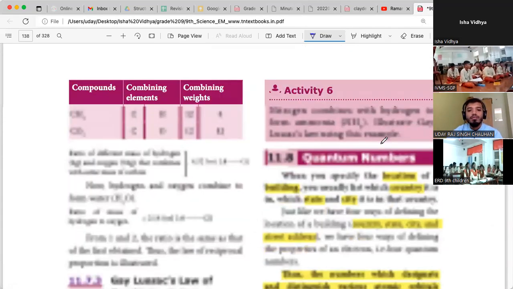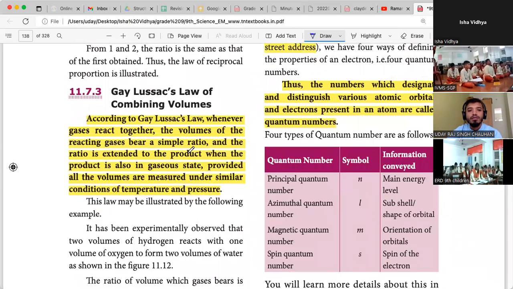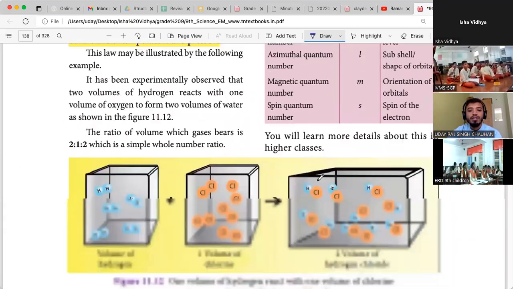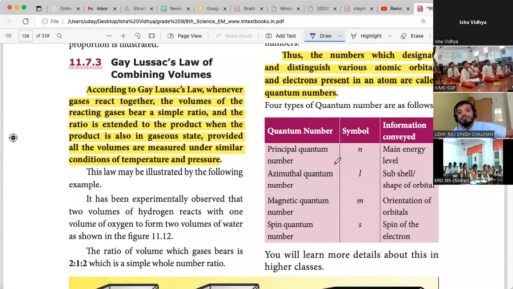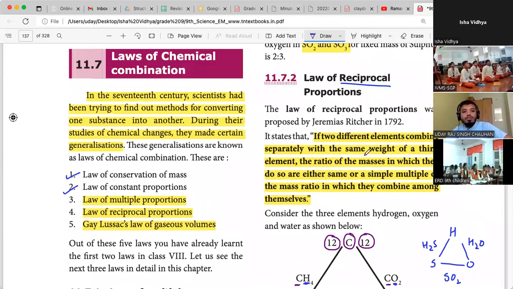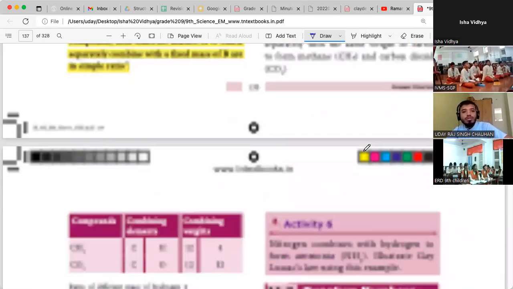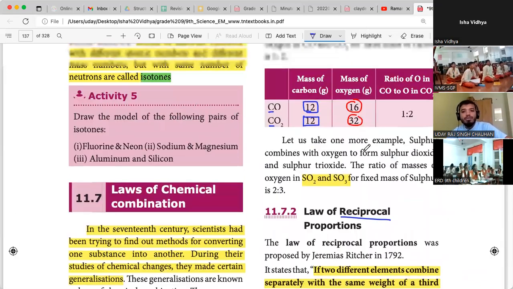And there is one more law which we will see. This third law we'll cover in the next class along with this last one. I hope these 2 laws are clear: multiple proportions and reciprocal proportions.